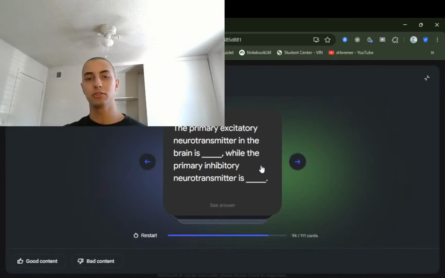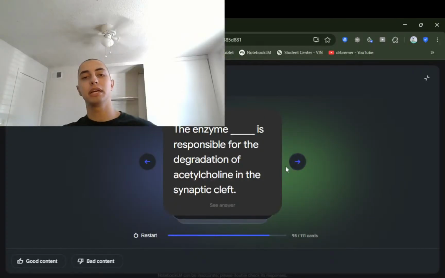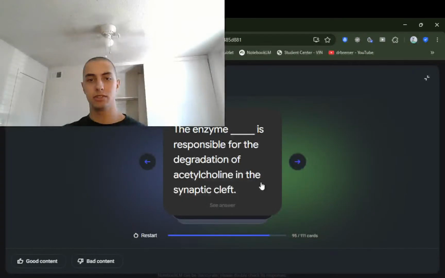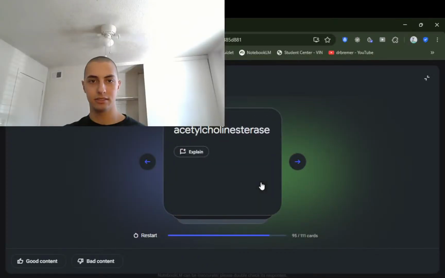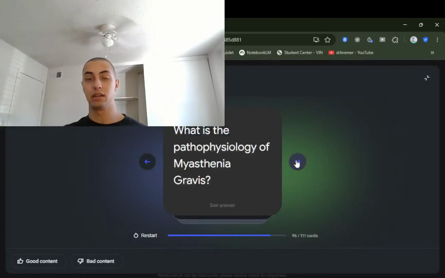The primary excitatory neurotransmitter in the brain is blank, while the primary inhibitory neurotransmitter is glutamate and GABA. So excitatory is glutamate, inhibitory is GABA. The enzyme blank is responsible for the degradation of acetylcholine in the synaptic cleft. Acetylcholinesterase? Acetylcholinesterase. Okay. That's a long word.